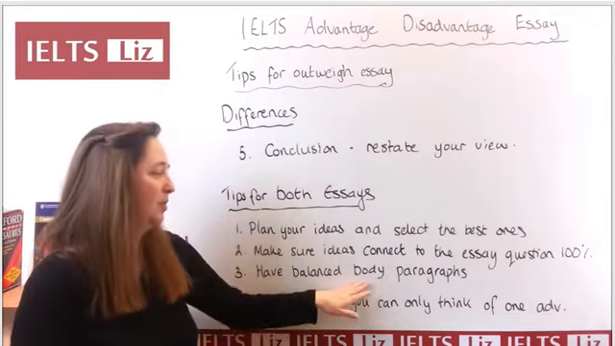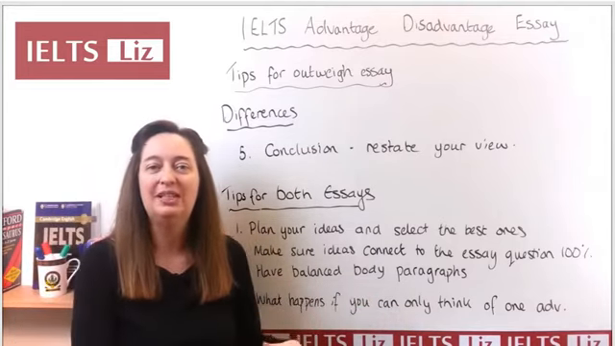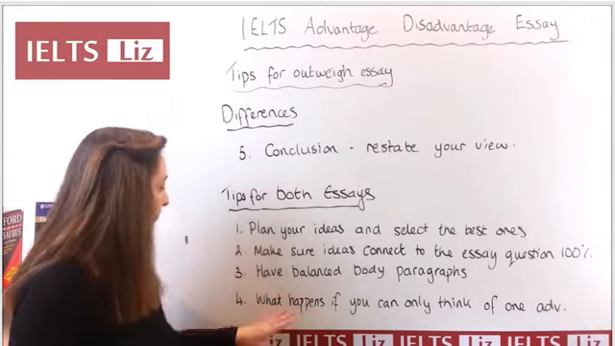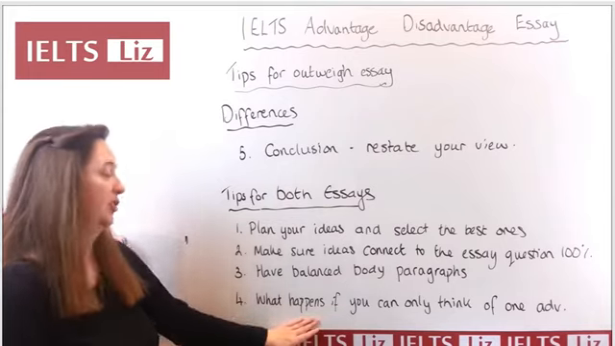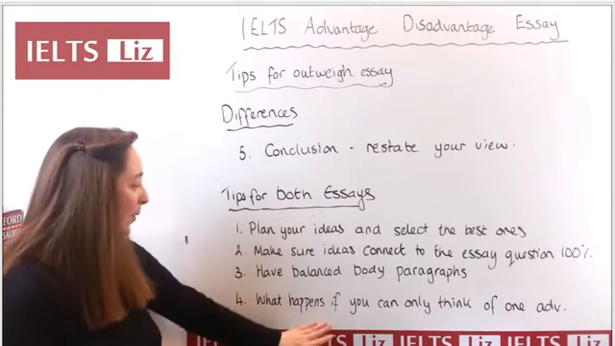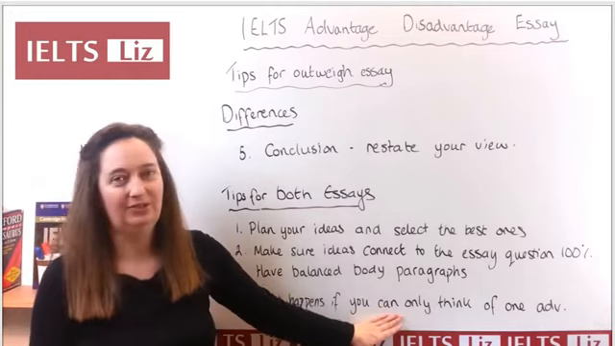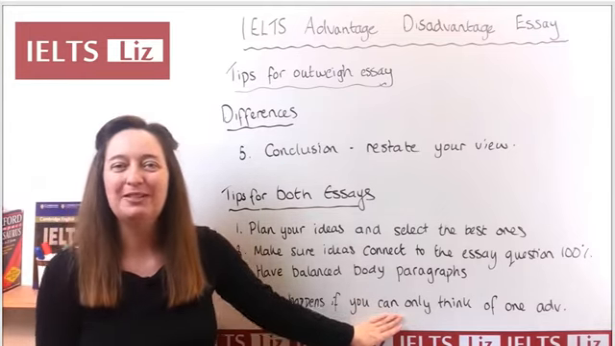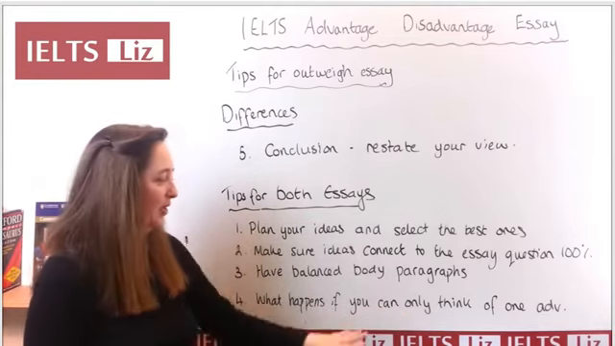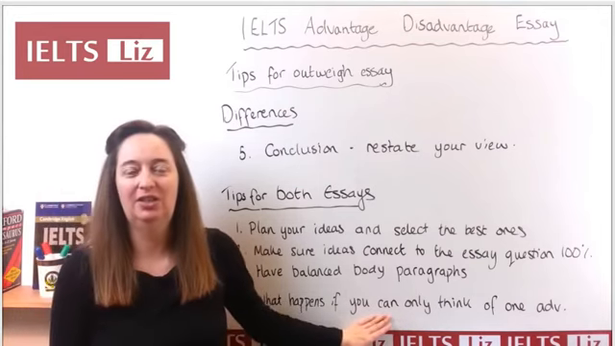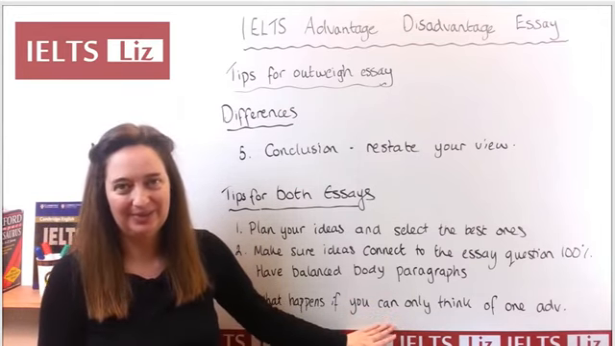And when you've got 2 body paragraphs, you're aiming for about 95 words each. Now, the last question, this is a question for you rather than a tip. What happens if you can only think of 1 advantage? Of course, it might not be possible to think of 2. So let me just show you the structure and linking device if that happens.